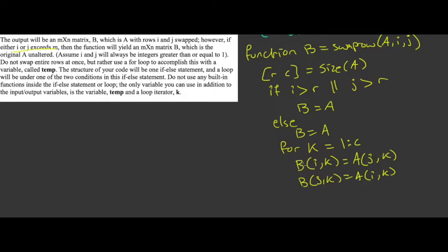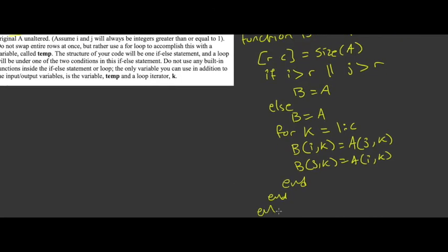And since we did that with row I, we've got to do the same thing with row J. And then we're going to end that for statement. And then we're going to end that if statement. And then we're going to end our function. And that way, we've got the whole thing.